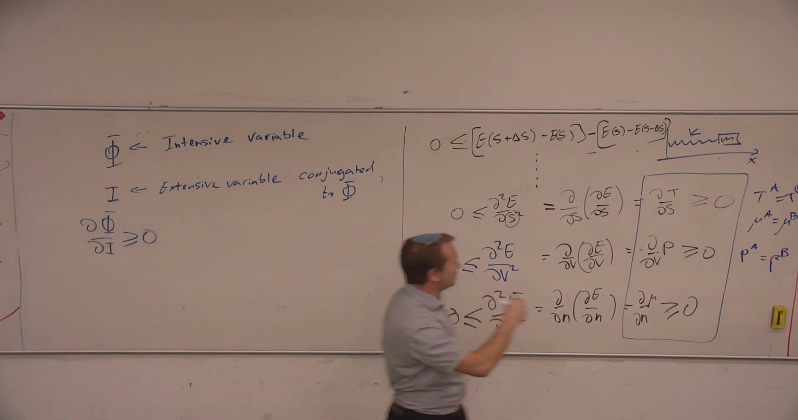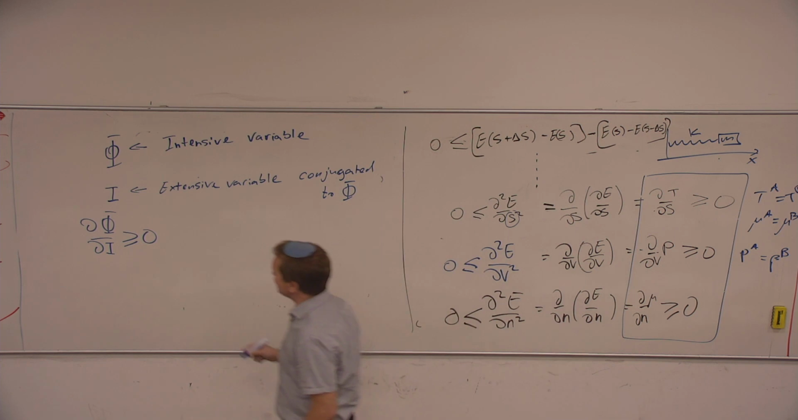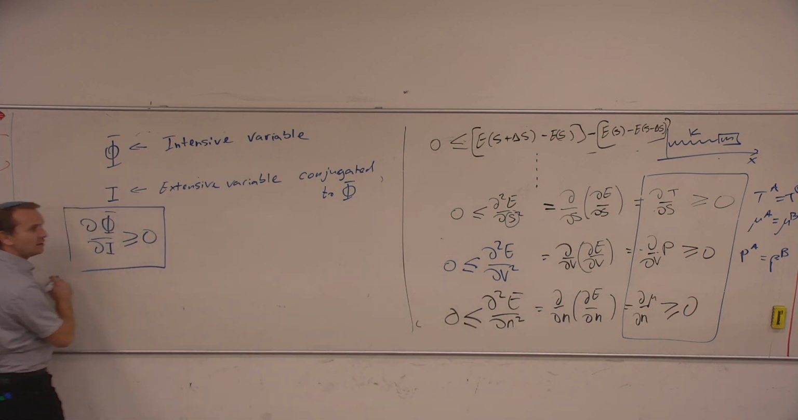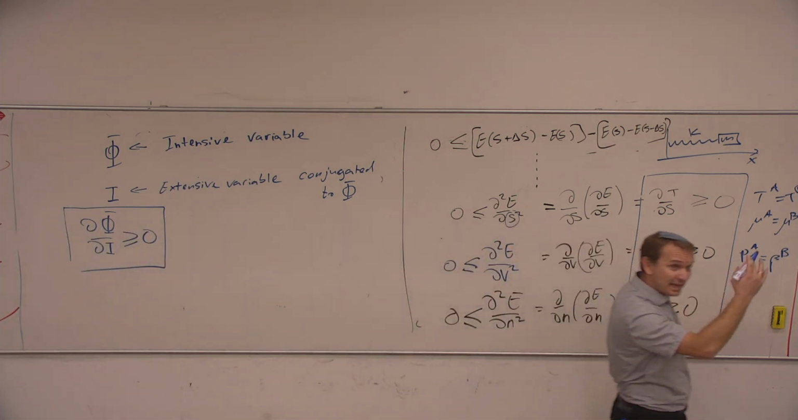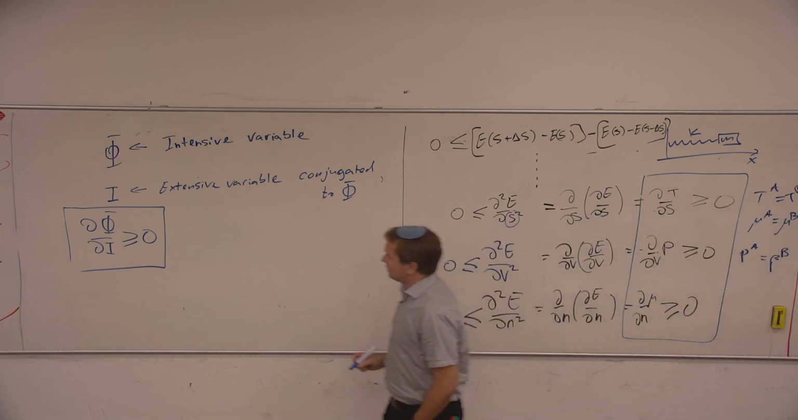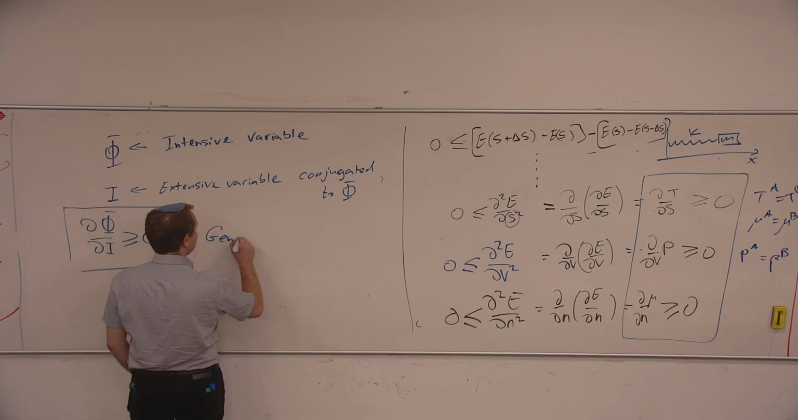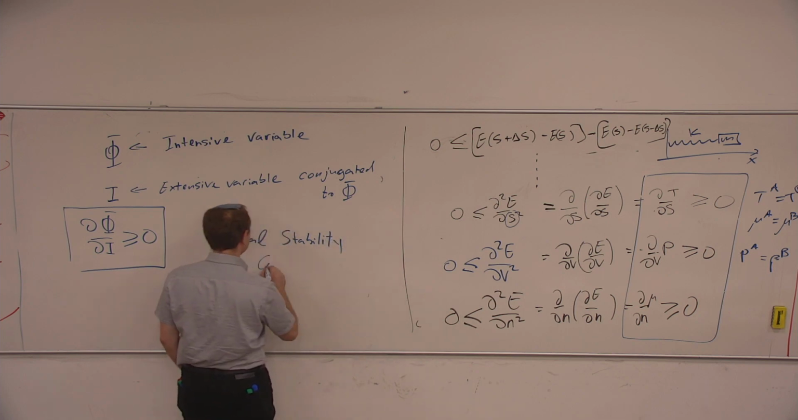Look at those expressions. T is an intensive variable conjugated to entropy. Minus P is an intensive variable conjugated to volume. Mu is an intensive variable conjugated to the number of moles or the number of molecules. And this is always satisfied. How to prove it? We extend the treatment that we had over here to any extensive variable that the energy depends upon, and use again this trick. And this is the general stability conditions.